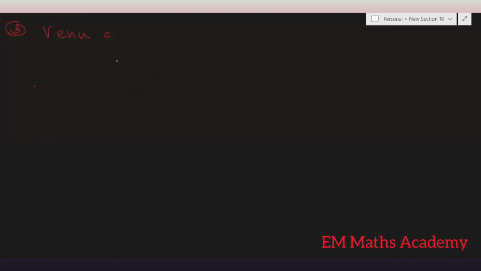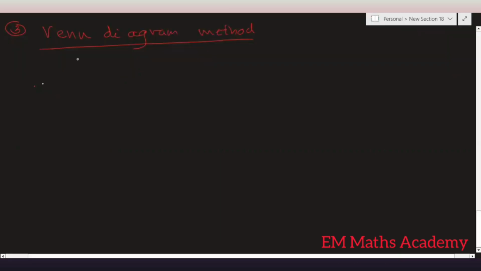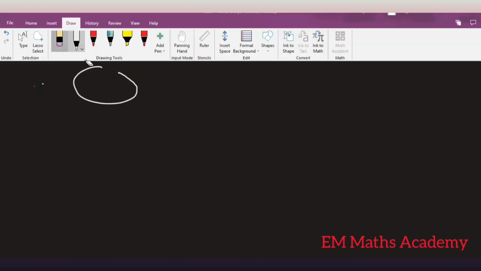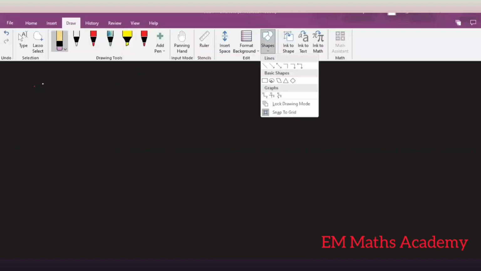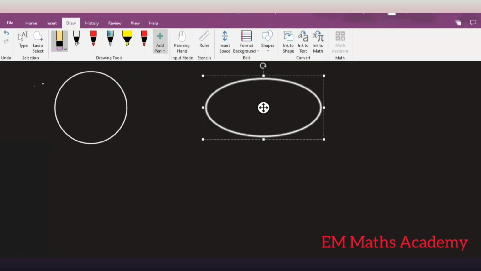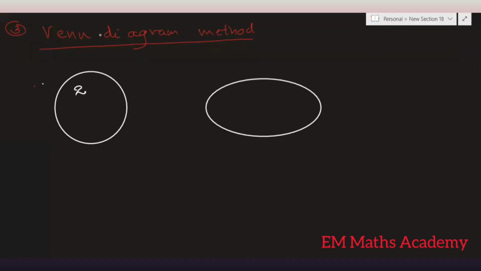The third one is the Venn diagram method. In the Venn diagram method, what do we do? We include the elements of the set within a closed plane figure. It can be a circle. Then we include the elements. What are the elements? 2, 4, 6, 8. And we name this closed plane figure using the name of the set. In this case also, we just write the elements randomly and we name the plane figure using the name of the set.